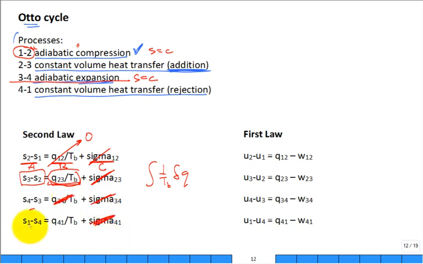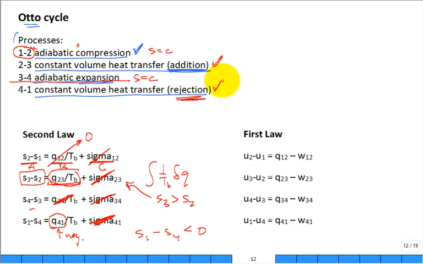But for the process when you go 1 to 4, is the Q positive when you are rejecting heat? No, this is going to be negative. Hence, when you look at it, S1 minus S4 is negative, or less than 0, or S1 is less than S4. Just like we concluded right here that S3 is greater than S2 during that process. Entropy goes up when you add heat. Entropy goes down when you reject heat.